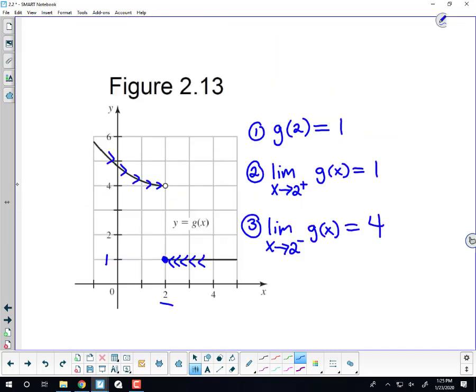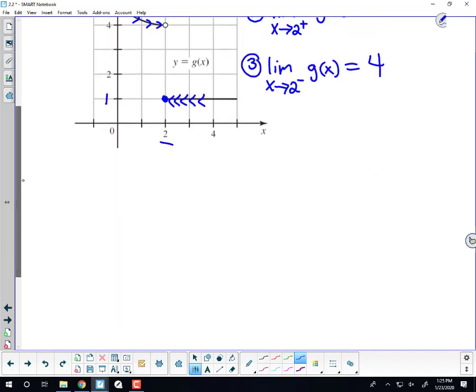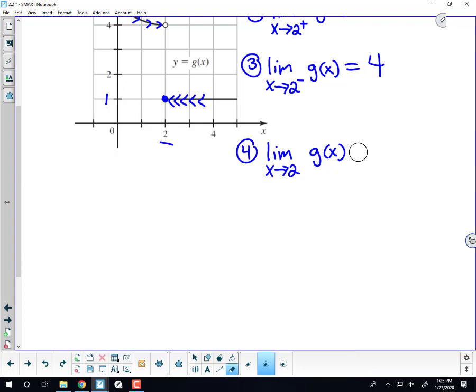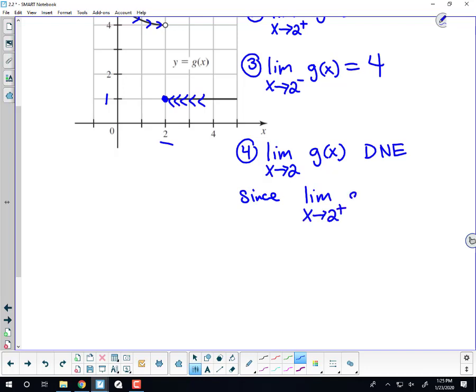Okay, so then what would we say? What would we say about the limit as x approaches 2 on this function? It does not exist, right? And it doesn't exist because, we'll write it out mathematically, since the limit from the right does not equal the limit from the left.